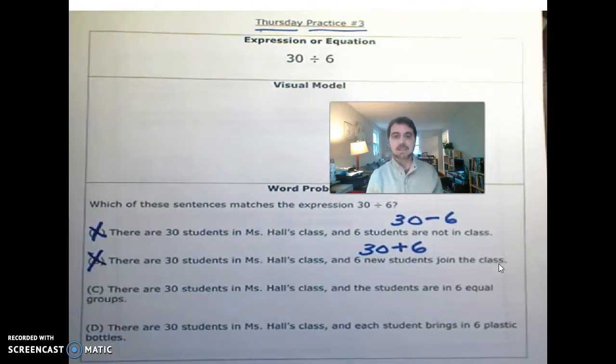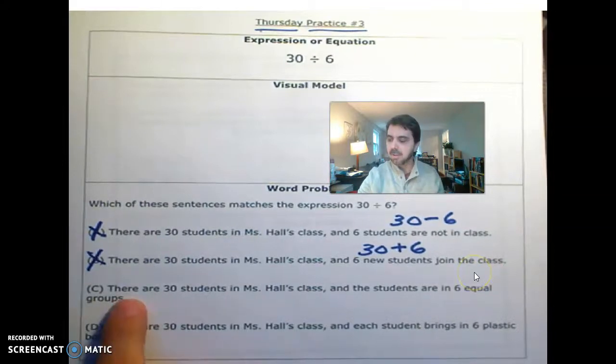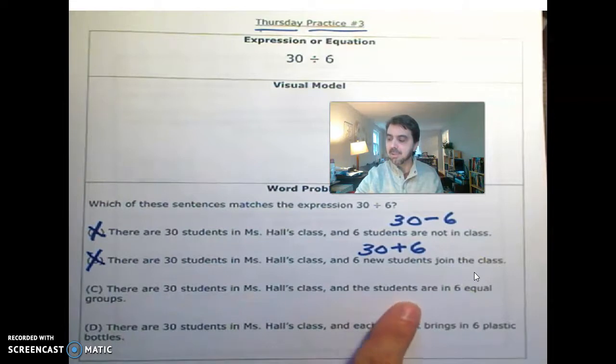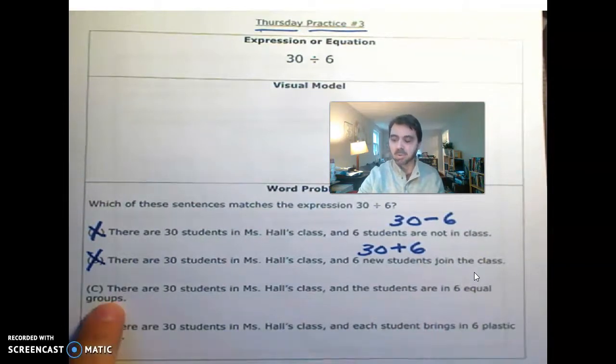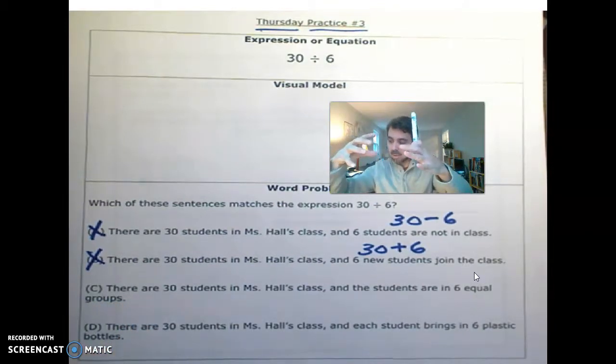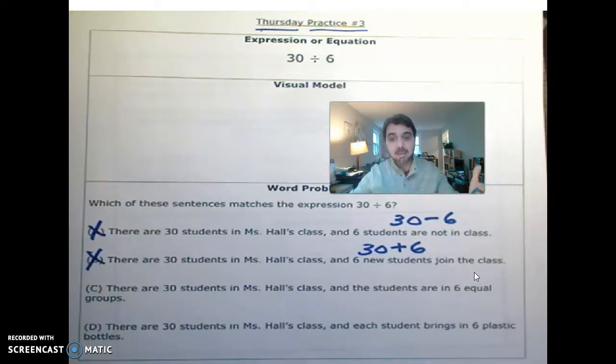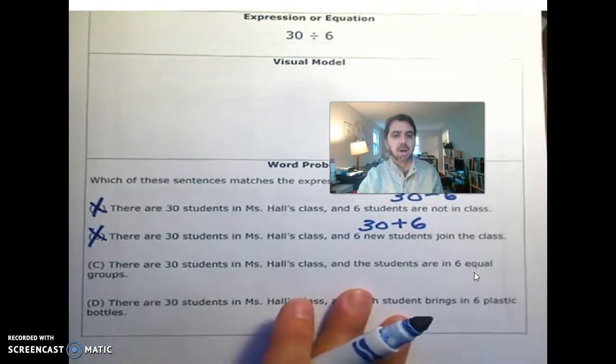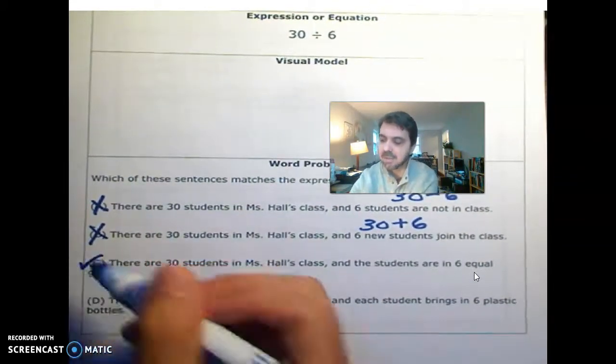All right, let's look at C. There are 30 students in Ms. Hall's class, and the students are in 6 equal groups. All right, so I like equal groups. There's 30 students total. They're broken up into 6 equal groups. This does sound like division, doesn't it? I think it's going to be C. Let's just read D to make sure, okay? So let's put a check, because we think it's going to be C.